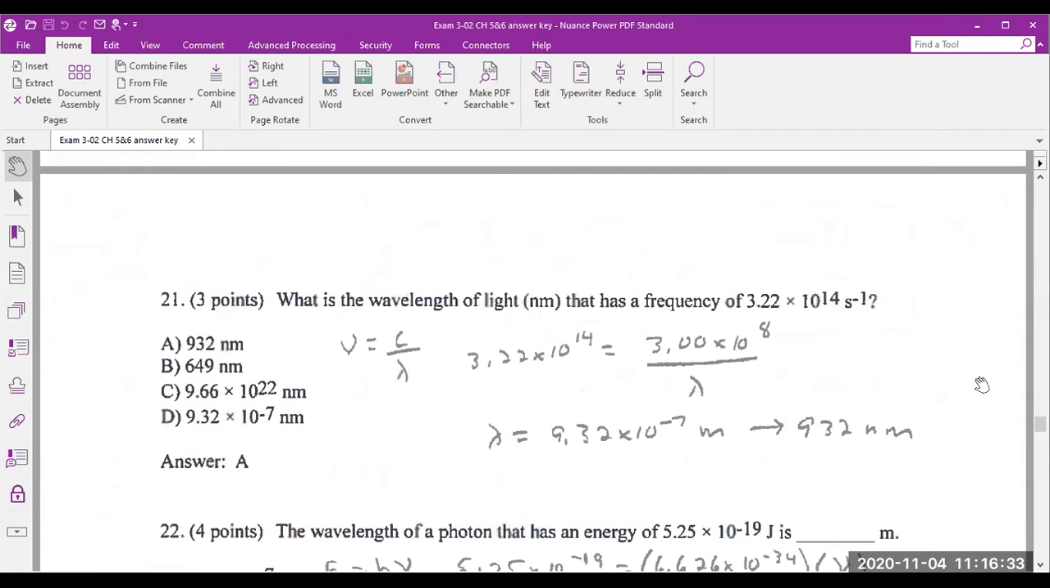21, what's the wavelength in nanometers that has a frequency of 3.22 times 10 to the 14th seconds to the minus 1? Once again, we use that same formula, frequency equals c over wavelength, and plug in the frequency value and the speed of light value, and you'll get an answer of 9.32 times 10 to the minus 7th, but that's in meters. The question asked for the answer in nanometers, so that is equal to 932 nanometers.